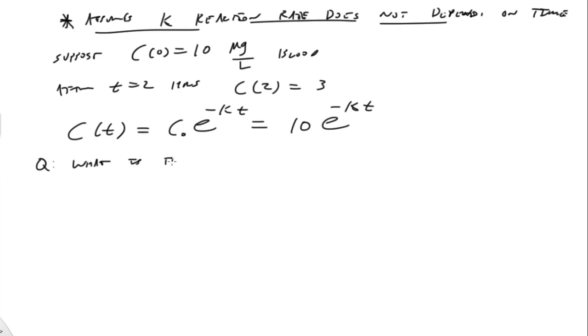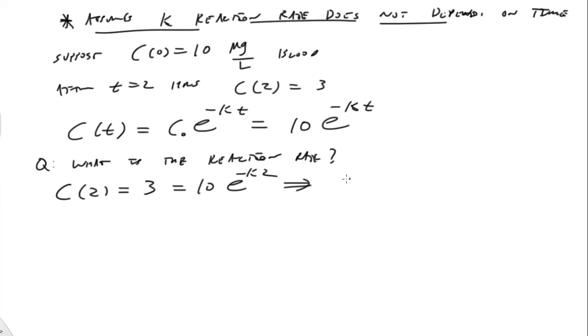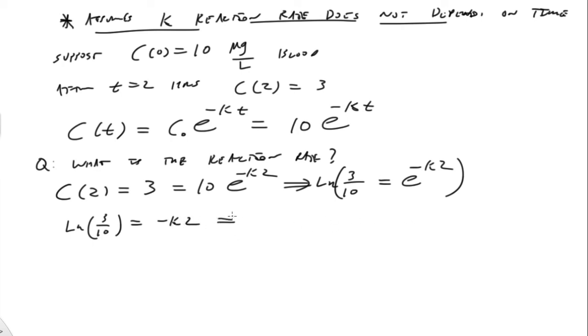what is the reaction rate? Okay, so we can find that easy enough. C at time 2, we know, was going to be equal to 3 micrograms per liter. All right, so we can write that in. That'll be 10 e to the negative k2. We can do this a little further and go, that's going to be 3/10 is equal to e to the negative k times 2. Take a natural log of both sides, and we get natural log of 3/10 is equal to negative 2k. All right, so now we need to solve for k, so k then is equal to negative 1/2 natural log of 3/10.